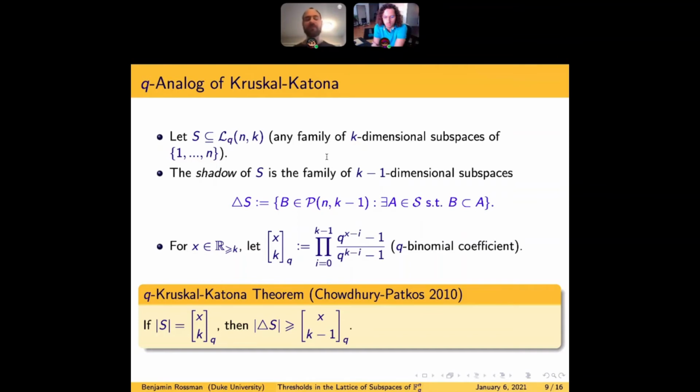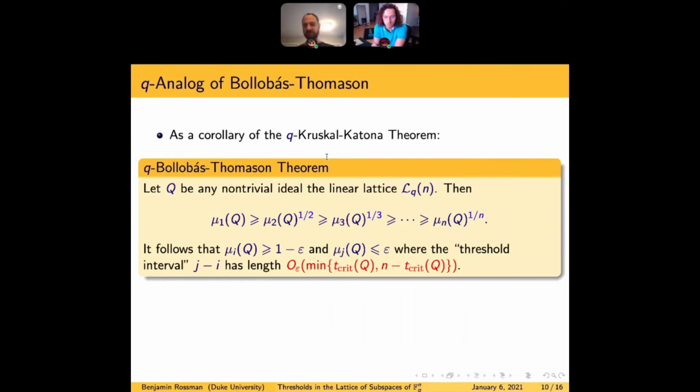As a corollary of the q-Kruskal-Katona theorem, one can prove a q-analog of the Bollobás-Thomason theorem, which I state here. This is exactly the same as you have in the Boolean lattice. In particular, this implies that every non-trivial ideal has threshold length of order the critical threshold.